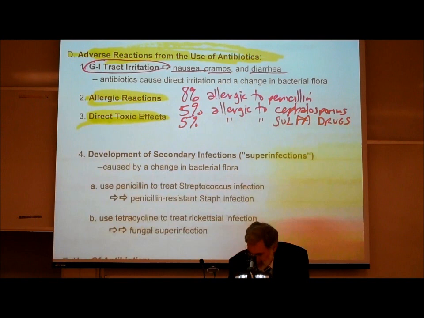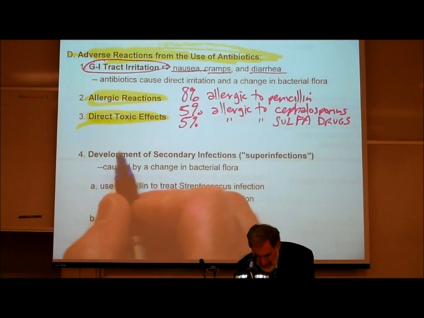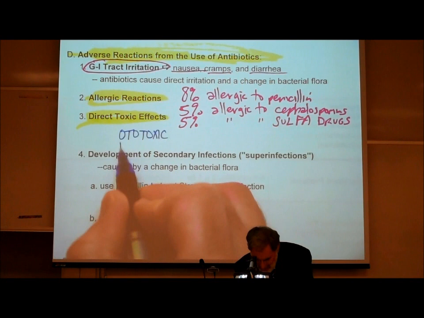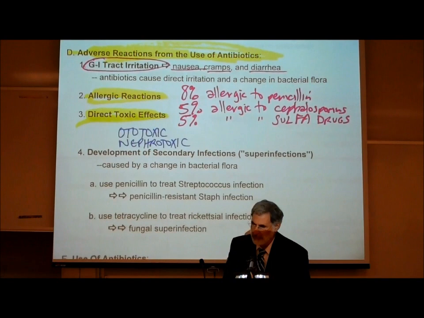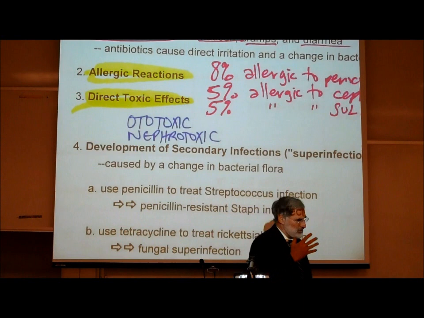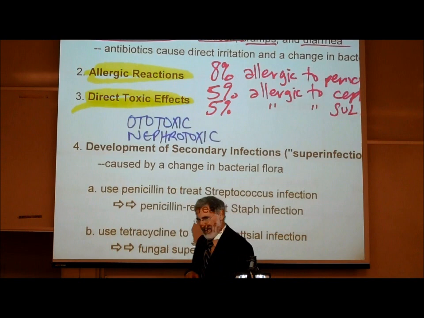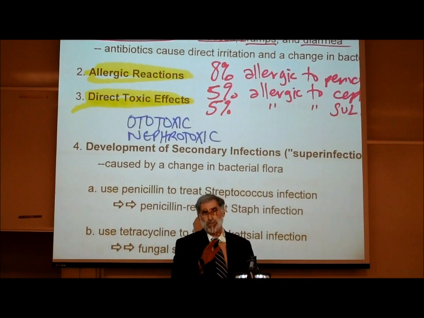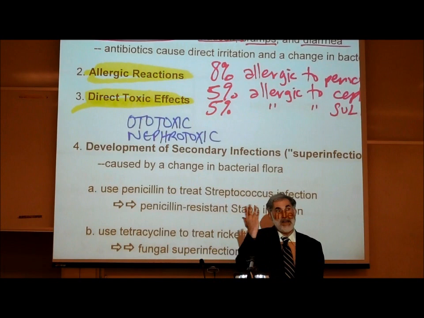And there are direct toxic effects. The most common toxic effects caused by antibiotics are that some antibiotics are ototoxic and nephrotoxic. What does oto mean? Ear. So in other words, some antibiotics are toxic to or damage the cochlea, the structure associated with hearing, and the cochlear nerve fibers. If people take, especially children, who are given very high levels of some antibiotics, sometimes because of, let's say, bacterial spinal meningitis or something like that, they may develop deafness, and they become deaf.